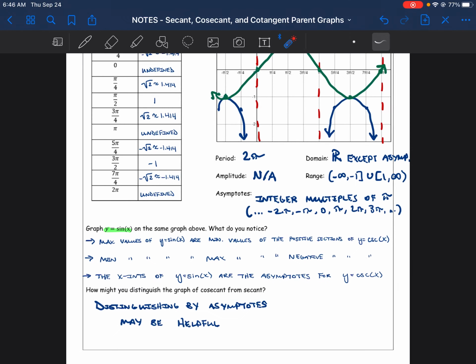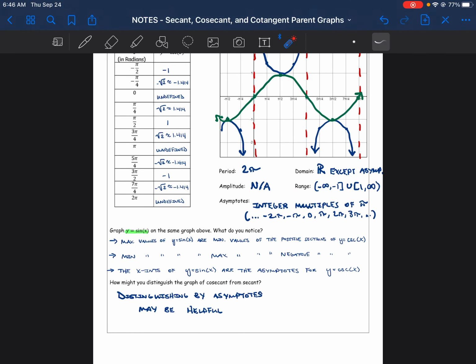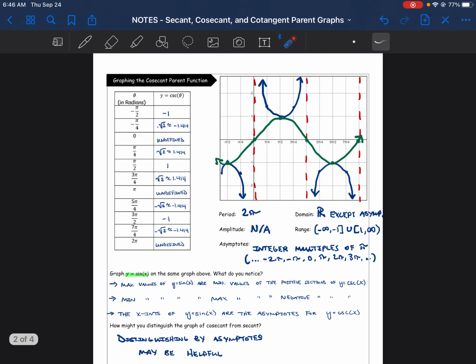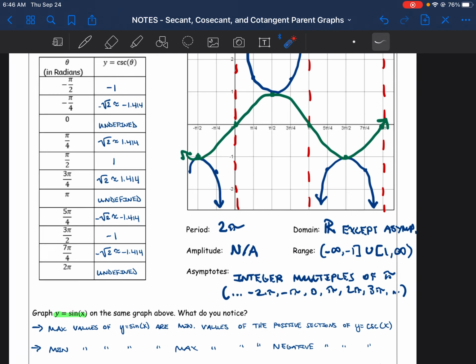And one thing we want to be able to do is distinguish between the parent functions and the graphs for cosecant and secant. One way that I like to do that is through the asymptotes. If we're looking at the parent function for cosecant, we can see that the asymptotes run at integer multiples of pi. If we were looking at the parent function for secant, we saw that the asymptotes are at negative pi over 2, pi over 2, 3 pi over 2, so odd multiples of pi over 2 instead. Okay. Now let's go ahead and take a look at cotangent.